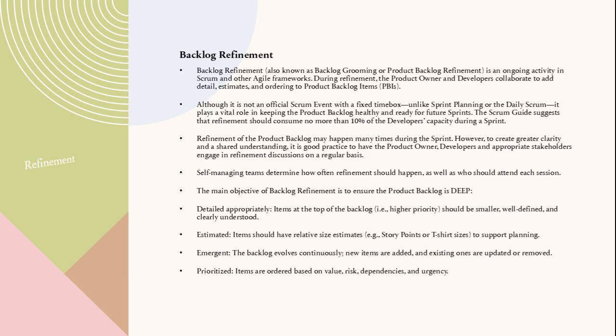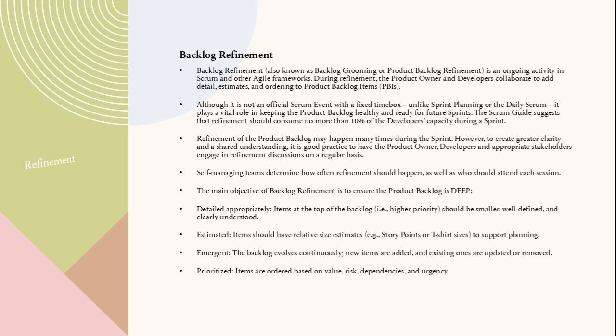Backlog refinement, or grooming, is an ongoing activity where the product owner and developers add detail, estimates, and order to product backlog items. It isn't a formal Scrum event but is essential for keeping the backlog clear and ready. The Scrum Guide advises it take no more than 10% of the team's sprint capacity.